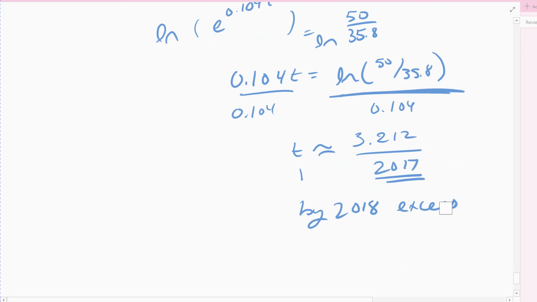exceed 50 billion. All right, so again, sometime within 2017, they'll hit 50 billion. And so by the next year, they'll exceed that. They'll be over the 50 billion.